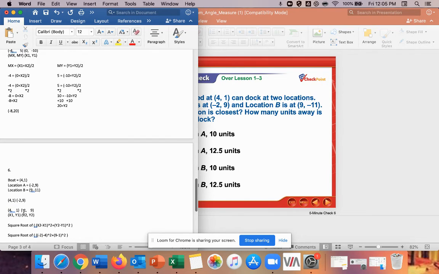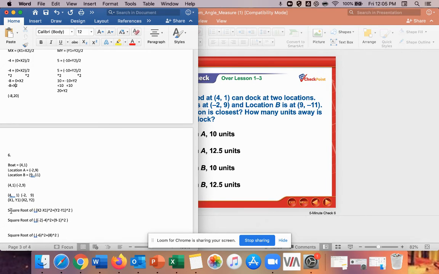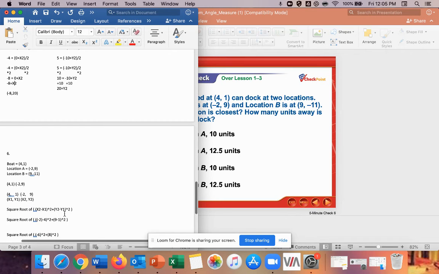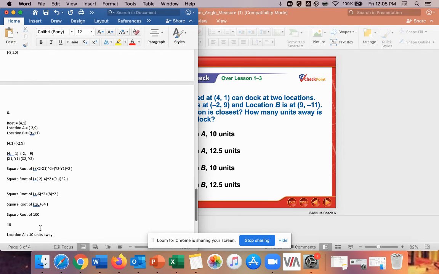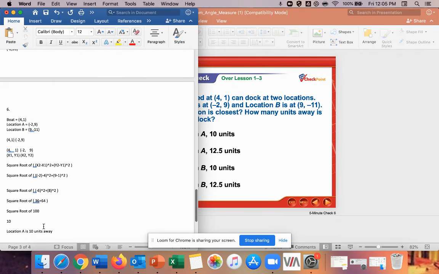So I put it in. My x1 is going to be 4, my y1 is going to be 1, my x2 is going to be -2, my y2 is going to be 9. All right. Have my formula here, and I plugged everything in. My x2 is -2, my x1 is 4, my y2 is 9, and my y1 is 1. All right, sub them in. -2 minus 4 is -6. 9 minus 1 is 8. All right, -6 squared is going to be 36. 8 squared is going to be 64. 36 plus 64 is 100. Square root of 100 is 10. Location A is 10 units away.